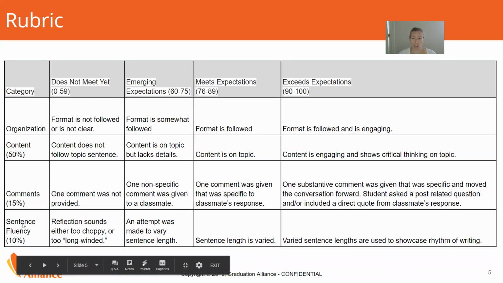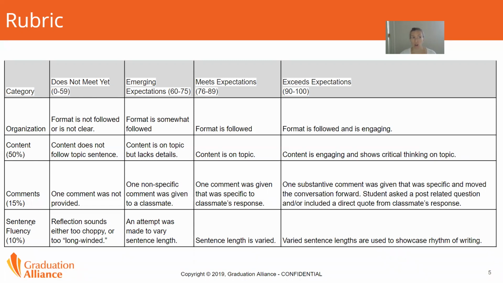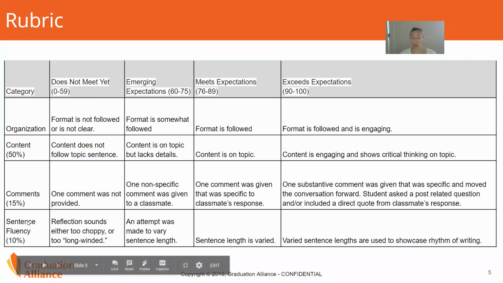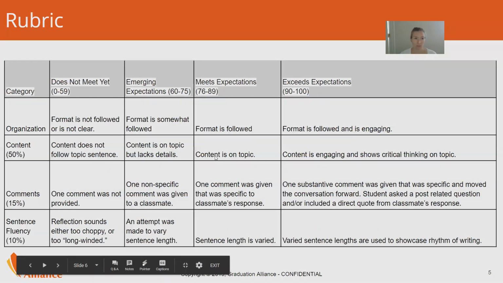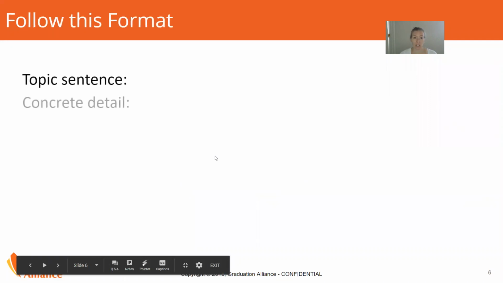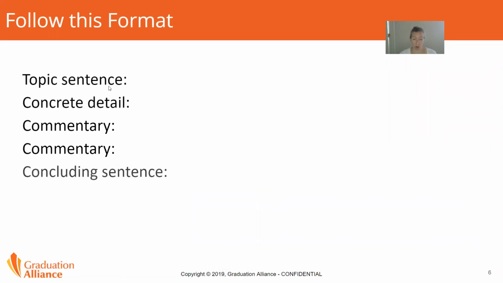And the last one, and a new one, is sentence fluency, because in this course you are working on sentence fluency, which means how does your paragraph flow? Are you repeating things and it sounds like it goes on and on? Or are you varying your sentence structure so that it has a little bit of rhythm and it reads very smoothly? So you want to follow this format. So you have one topic sentence, a concrete detail, 2 commentaries, and a concluding sentence.